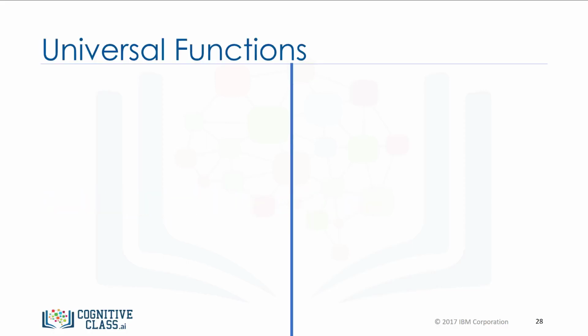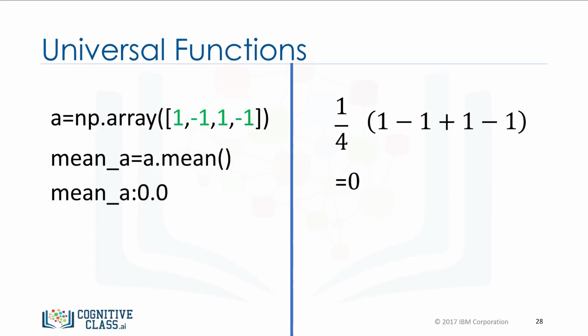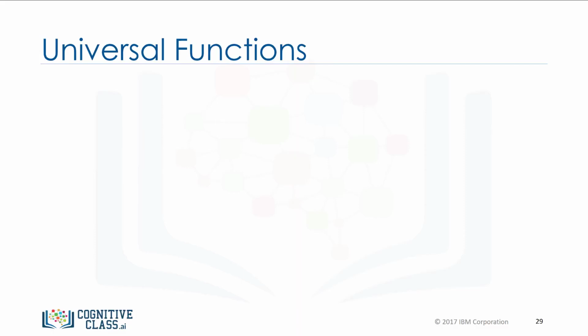We can apply a universal function to a Numpy array. Consider the array A. We can calculate the mean or average value of all the elements in A using the method mean. This corresponds to the average of all the elements. In this case, the result is 0. There are many other functions.